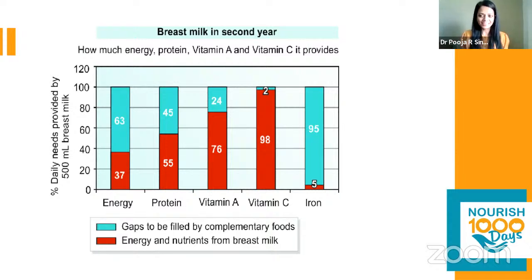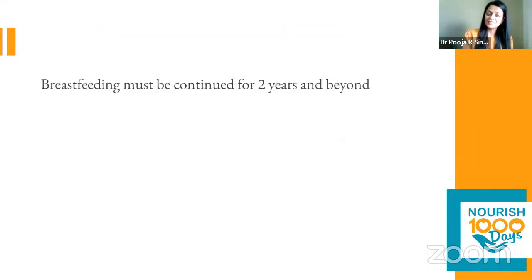So now as they explore outside, they are more prone to infections, and at that time this breast milk changes its composition and brings about more and more anti-infective factors for the baby so that they are protected in the external environment. So therefore we say breastfeeding must be continued for 2 years and beyond.